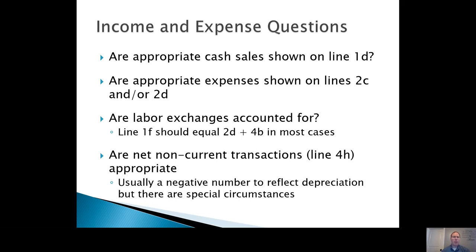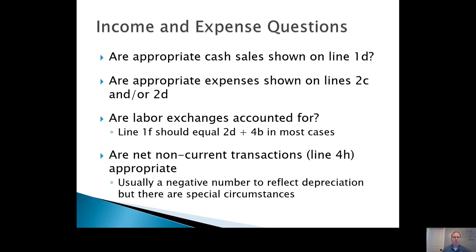So if I told you in my description that I'm trading labor with my dad for equipment for 30 acres of corn, then I should be accounting for that with a labor exchange. Line 1F would show that income, if you will, for the labor exchange, and then 2D plus 4B should generally equal line 1F. There are times when that's not the case, but generally speaking, that's true. That's just showing the labor exchange as completely offsetting itself, so it's not cash in or cash out. It should generally be equal.